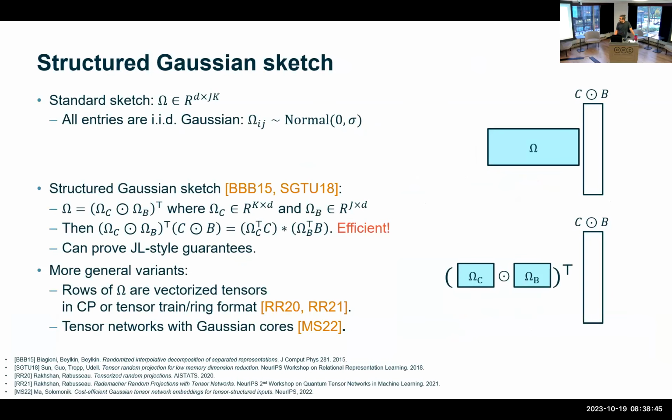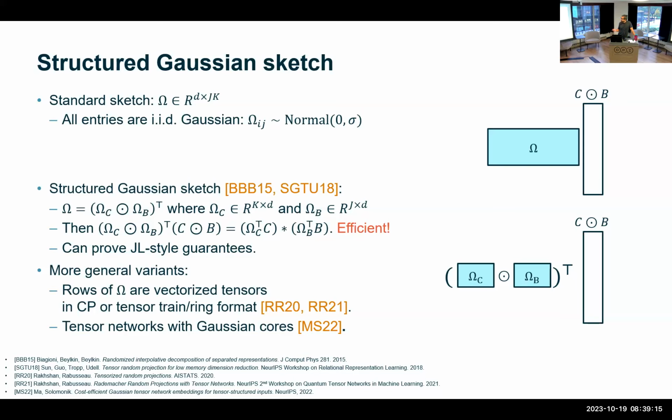Okay, so I'll talk about the Gaussian sketch and how we can make it structured. Remember that this is the standard kind of sketch, where all the entries in omega are appropriately scaled Gaussians. And here's our structured matrix. So this is what it would look like for a CP decomposition of a three-way tensor.